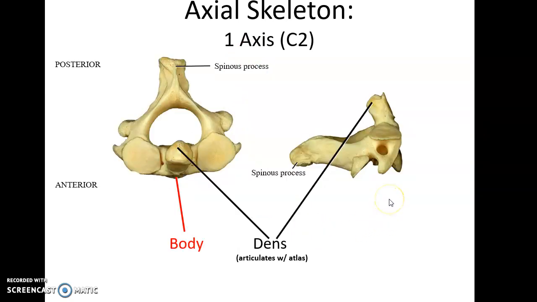C2 is called the axis. The axis looks like a normal cervical vertebra, except it has this extra piece of bone tissue sticking up superiorly called the dens. This piece of bone tissue articulates with the atlas and allows us to form a joint that lets us turn our heads to shake and say no.